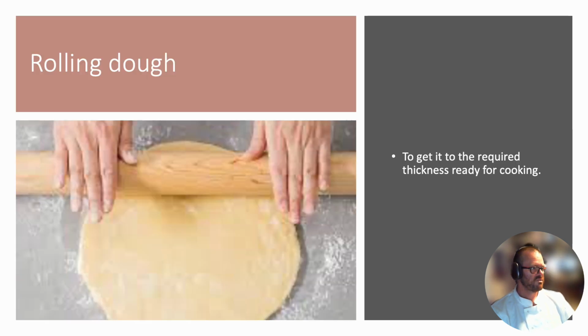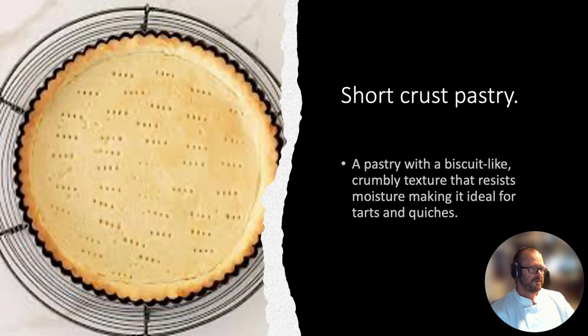Okay, rolling, pretty straightforward. It's about getting the required thickness. A couple of different types of pastry here. There's quite a few pastries to learn about. Typically, we talk about pastry or paste, with paste being the raw product and pastry being the cooked product. Okay.